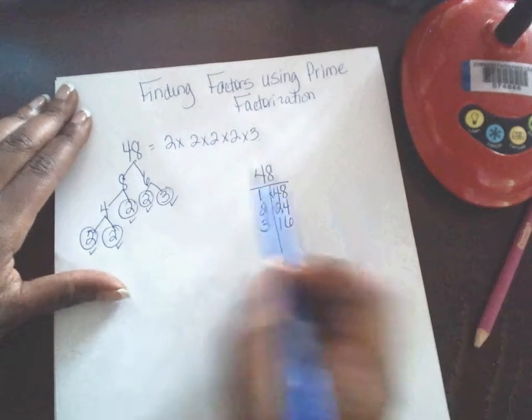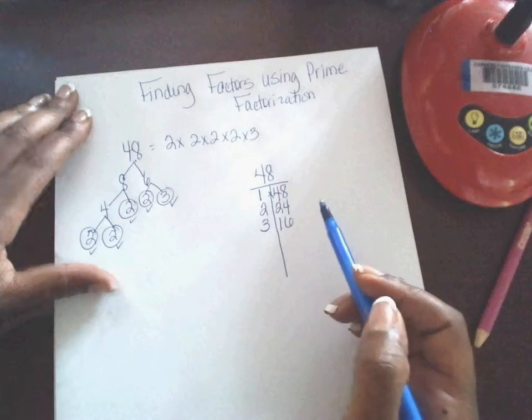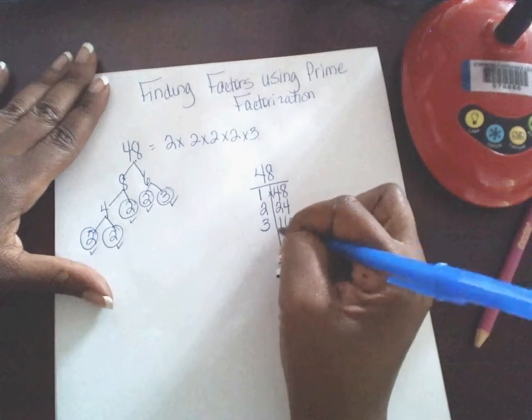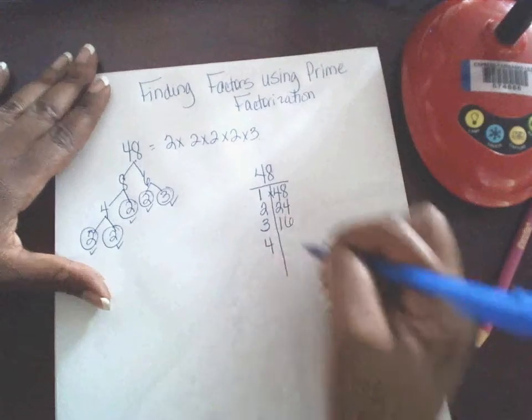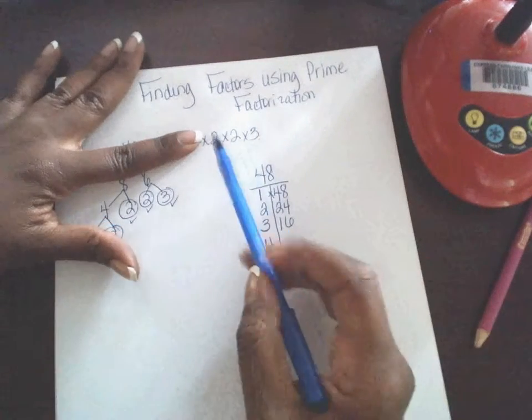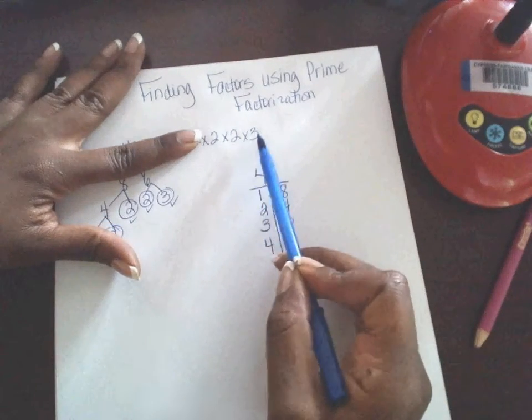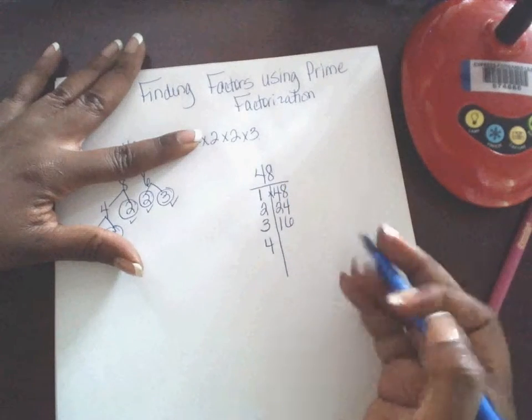No, but I can make a 4. If I make 2 times 2, that's 4. So if I see a 4 or can make a 4, I write a 4, cover 4. Now, 2 times 2 is 4. 4 times 3 is 12.